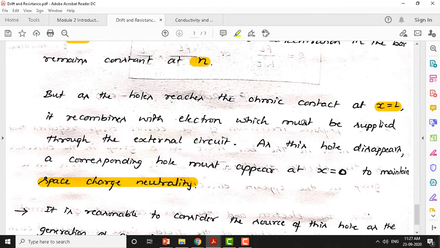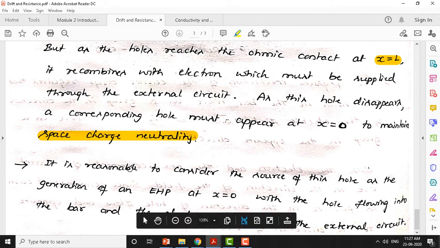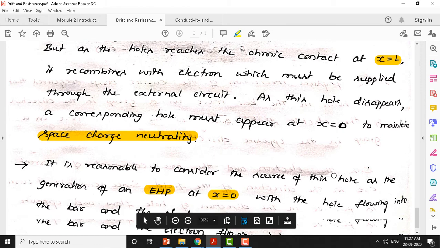So having said that, space charge neutrality is maintained in the entire material here. So it is reasonable to consider the source of this hole as the generation of EHP. We already discussed the electron hole pair at x equal to 0. For every electron that is leaving at x equal to 0, the hole flowing into the bar will recombine with that electron, so that the total space charge neutrality is maintained in the circuit.